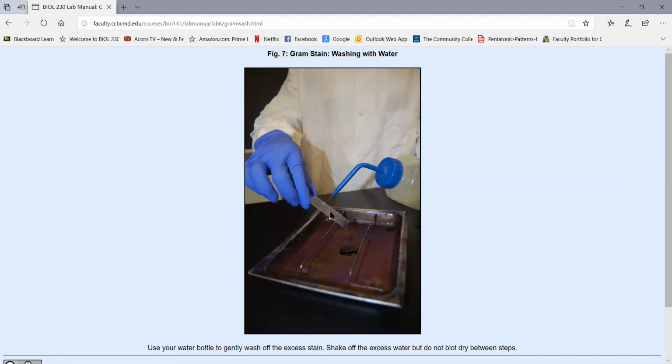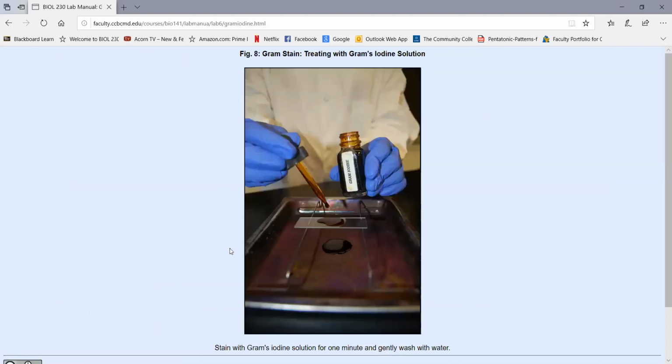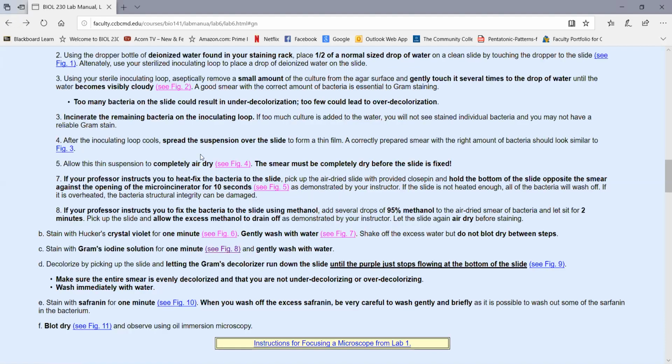So don't look for the smear to lose color, just look for the dye coming off the bottom to become clear. Now, you don't have to blot dry between steps. You're just going to shake off the excess water, but don't blot it. Immediately put the slide back on the staining tray, flood the smear with Gram's iodine, and leave that on for 1 minute. Then pick up the slide and gently wash with water.